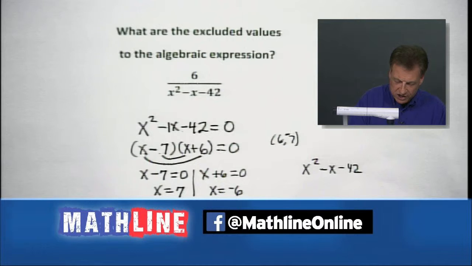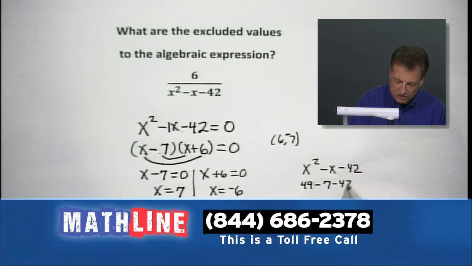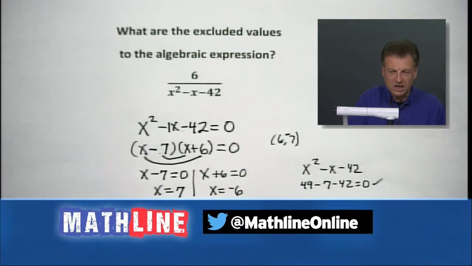So let's go back and check here. Put that 7 in for x. That's going to give you 49 minus 7 minus 42. And my goodness gracious, that does give us 0. So that's a bad example, but that's what we're looking for. So it checks. Let's see what happens if we put a negative 6 in there.